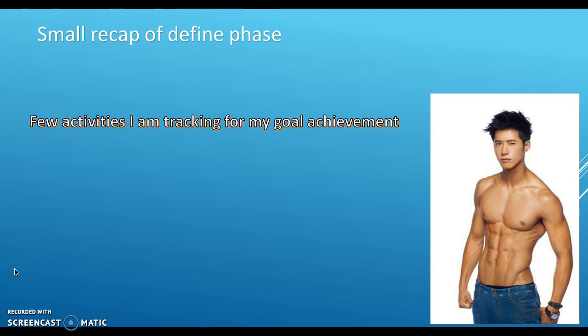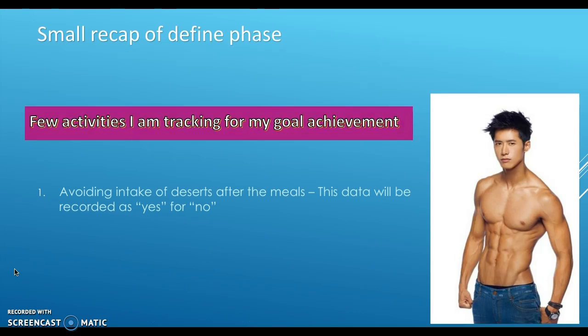So far, what are some of the activities that I have been tracking to achieve my goal? The first one is the dessert intake. The data I have been collecting is whether I'm taking dessert after meals, yes or no. It's simple. If I'm taking it, I mark it as yes. If I'm not taking it, I mark it as no.